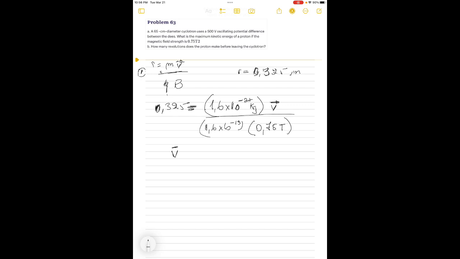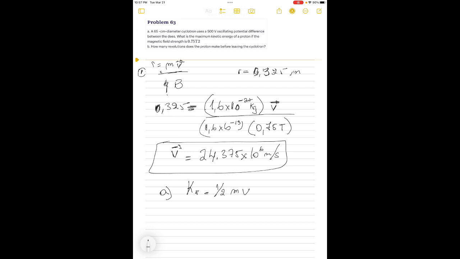So the speed is going to be equal to 24.375 times 10 to the power of 6 meters per second. And we have to find from here, question number A, what is the maximum kinetic energy? We know that the maximum kinetic energy has to do with this formula, 0.5 times mass times speed squared.